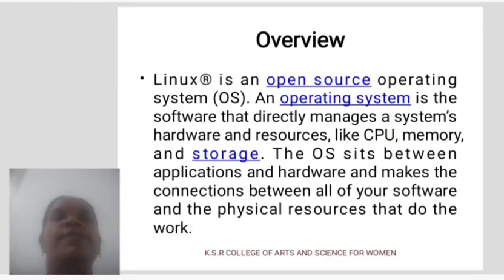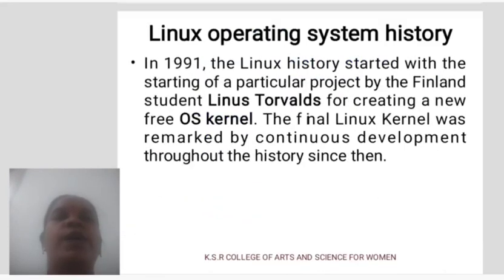Overview. Linux is an open source operating system. An operating system is software that directly manages a system's hardware and resources like CPU, memory and storage. The OS sits between the applications and hardware and it makes the connection between all of your software and the physical resources that do the work.